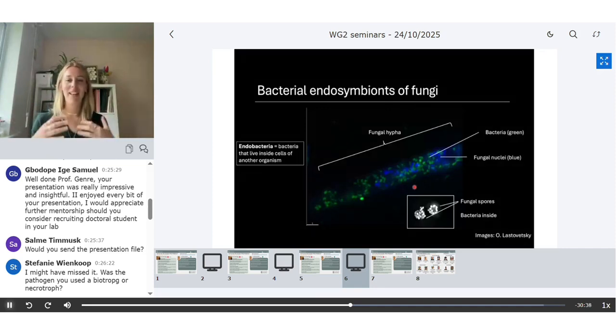Okay, so fungal endobacteria live inside fungal cells. Here's an example of what that looks like. This is a microscopy image of a fungal hypha that is packed full of these bacterial endosymbionts. Here they're appearing in green. Fungal endobacteria can also live inside fungal spores, and that is how they're vertically transmitted from one host generation to the next. You can see here two fungal spores which are also densely packed with these endobacteria.